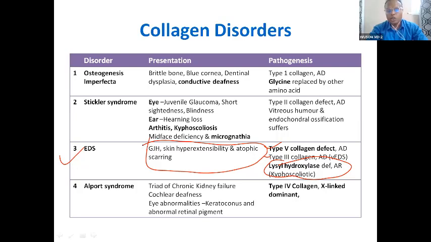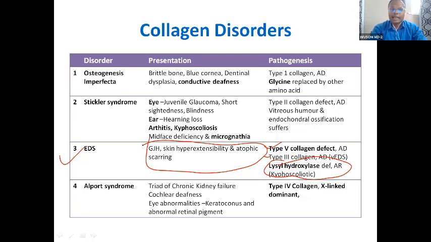GJS, generalized joint hypermobility. J for joint, H for hypermobility, G for generalized joint hypermobility. If you don't find some small thing, you go back to the slide and you'll find it there. So this is a concise form of the slide I have taught you.